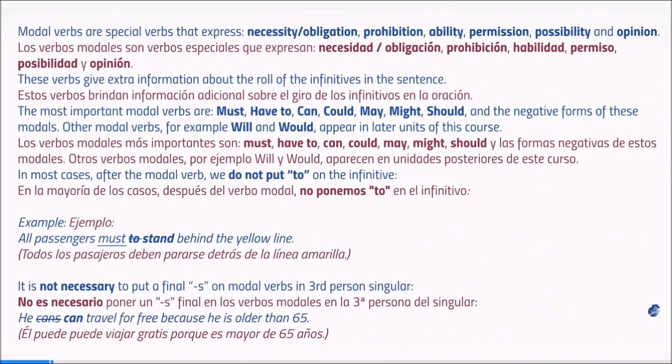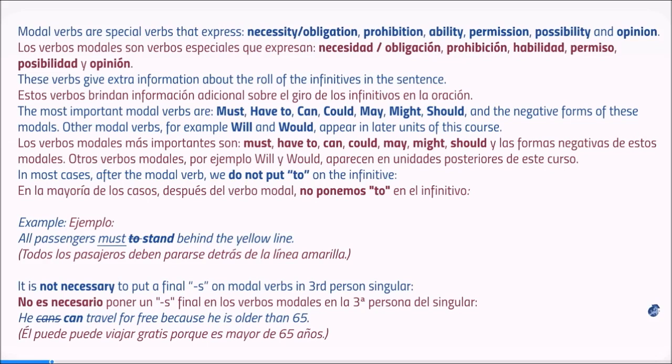Modal verbs are special verbs that express necessity, obligation, prohibition, ability, permission, possibility, and opinion. These verbs give extra information about the role of the infinitives in the sentence. The most important modal verbs are must, have to, can, could, may, might, should, and the negative forms of these modals. Other modal verbs, for example will and would, appear in later units of this course.